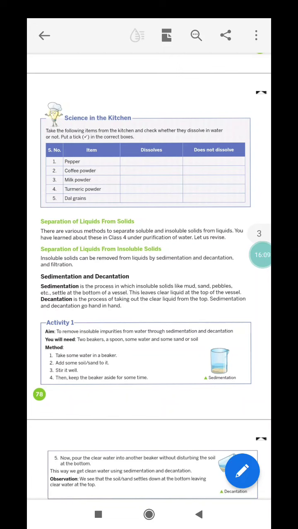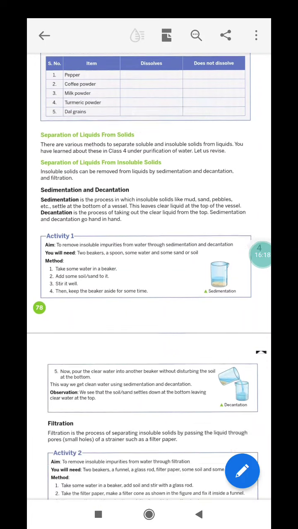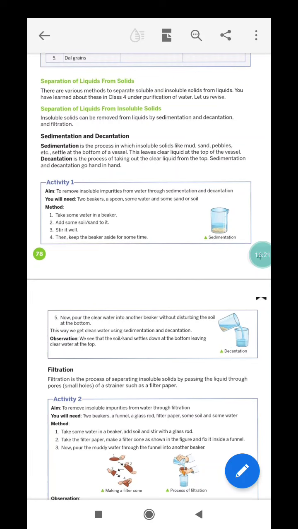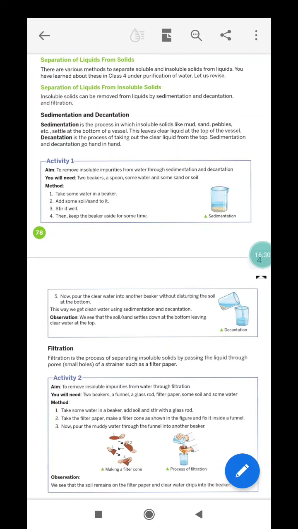Now we will see that the mud or the sand will settle down and we will get the clear water. The next step is to pour the clear water into another beaker without disturbing the soil at the bottom. This way we get clean water using sedimentation and decantation. What we observe is that the soil or sand settles down at the bottom, leaving clear water at the top.